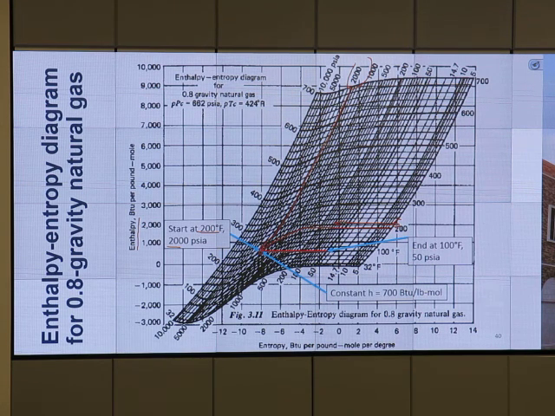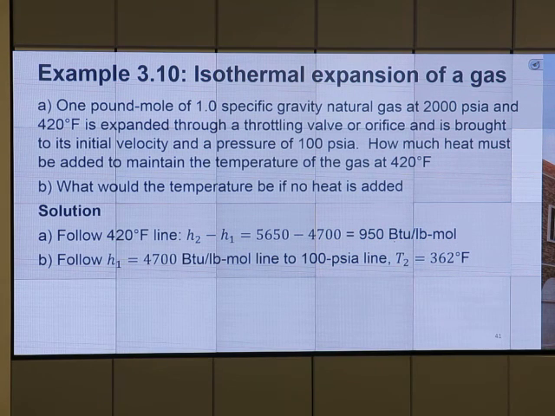Okay. And we go through a choke. H is constant, so we just move to the right hand side. We move to the right hand side because pressure drops, right? Pressure will drop to 50 psi. That line is 50 psi. So at that point, the temperature is 100 F. So that's the answer. Good. Isothermal expansion.